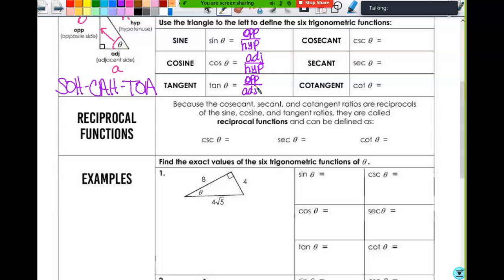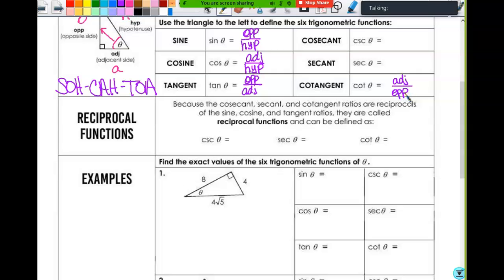So the other 3 that you most likely haven't learned yet are cosecant, secant, and cotangent. They are just the reciprocals of the first 3, which we should have down pat. All right? And here's how the reciprocal relationships work. Tangent and cotangent are reciprocals of each other. Their names make sense, they go together, that's all great. So since tangent is opposite over adjacent, cotangent is adjacent over opposite.